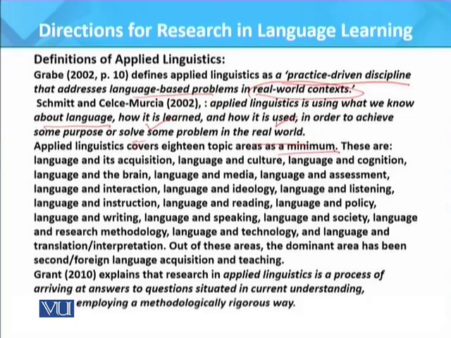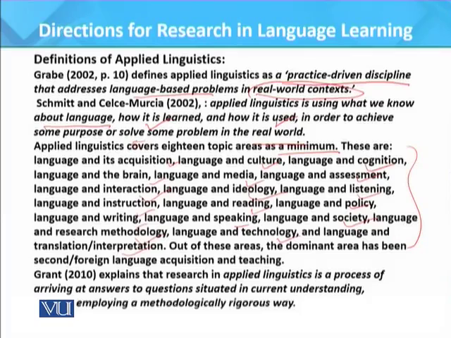So these are the minimum areas. I mean, applied linguistics is not restricted to these, but these are the very common and important areas. Language and its acquisition, language and culture, language and cognition, language and brain, media, assessment, interaction, ideology, listening, instruction, reading, policy, writing, speaking, society, research methodology, technology, and translation and interpretation. So these are basically the broad areas, although there are sub-areas related to these broader areas as well.